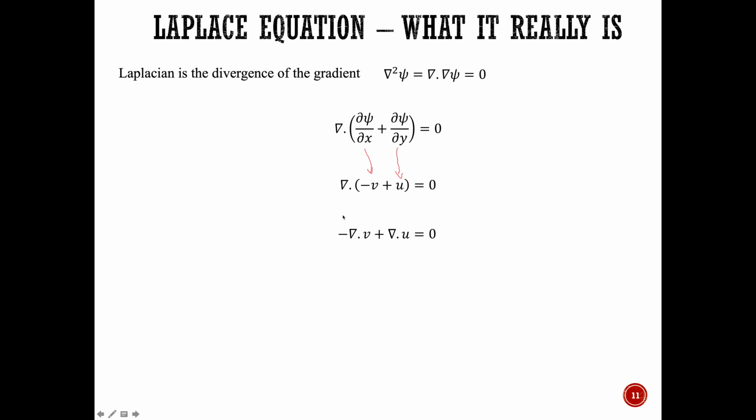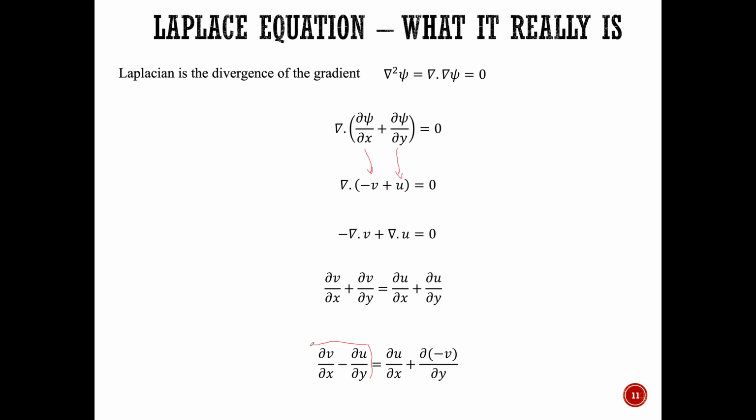Now, expanding this, again, divergence, so ∂v/∂x plus ∂v/∂y equals ∂u/∂x plus ∂u/∂y. Now I'm going to rearrange this. If I rearrange this, on the left-hand side I get a rotationality condition: ∂v/∂x minus ∂u/∂y equals, I can write the same on the right-hand side as ∂u/∂x plus ∂v/∂y. Just bring the negative sign inside.